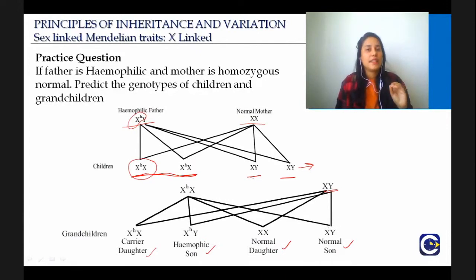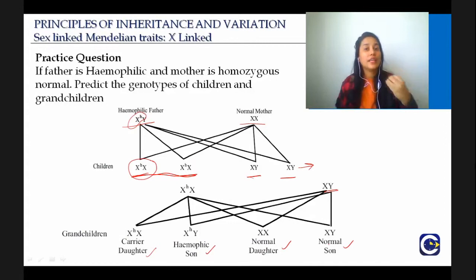Always be very careful when you read the question, whether they are asking you how many children will be hemophilic, or how many sons will be hemophilic, or how many daughters will be hemophilic. If they ask you, for example, in this case, how many children will be hemophilic, then only 1 out of 4 is hemophilic. Therefore, the ratio will be 25%. If they are asking you how many sons will be hemophilic, then it is 1 son out of 2. So then the ratio is 50%.